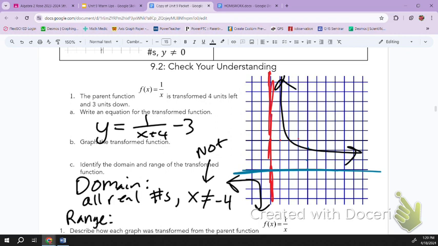So that's the only big difference when we're describing domain and range for these functions. The range is going to be all real numbers, except what can y not be? Where's the other asymptote? At -3. Good. Okay. Questions?